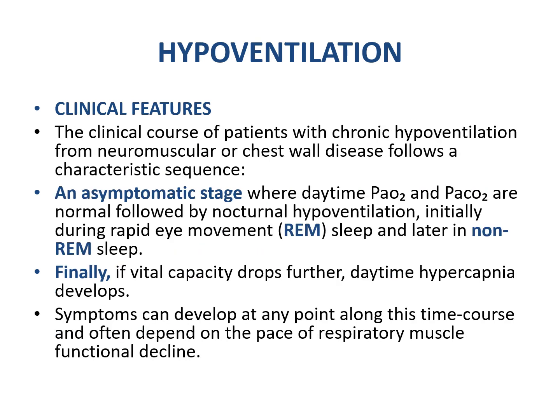The clinical course of patients with chronic hypoventilation from neuromuscular or chest wall disease follows a characteristic sequence: an asymptomatic stage where daytime PaO2 and PaCO2 are normal, followed by nocturnal hypoventilation, initially during rapid eye movement sleep, and later in non-REM sleep. Finally, if vital capacity drops further, daytime hypercapnia develops. Symptoms can develop at any point along this time course and often depend on the pace of respiratory muscle functional decline.